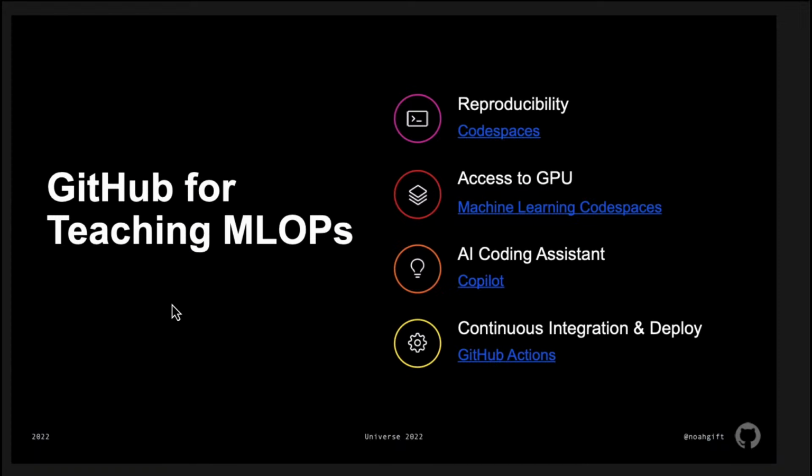Okay, let's talk a little bit about GitHub for teaching MLOps. This is really the area that I focus in. Well, reproducibility, right? You can do this with Codespaces. You can also get access to GPUs, which I'm going to show in just a second. Also, as we mentioned earlier, AI coding assistant Copilot is amazing for teaching MLOps because of the code completion, and then the continuous integration and delivery, because this teaches students real-world coding, not just, hey, here's a notebook, let's go ahead and play around with a notebook, but let's actually deploy this into a production environment so we can use it.